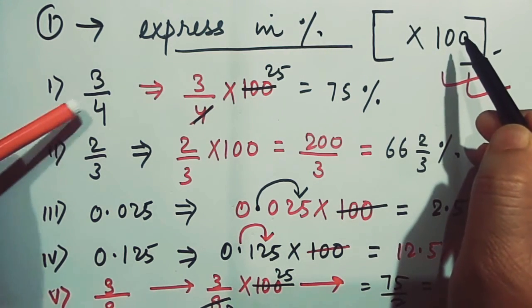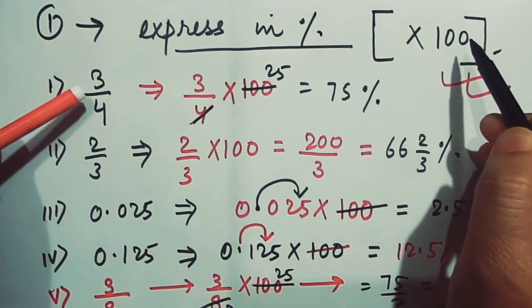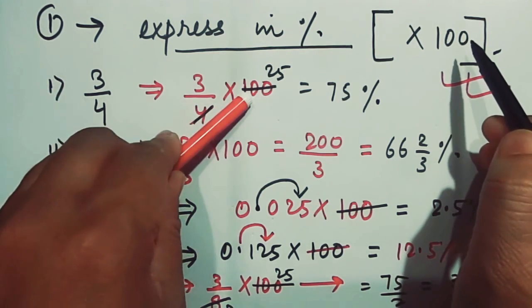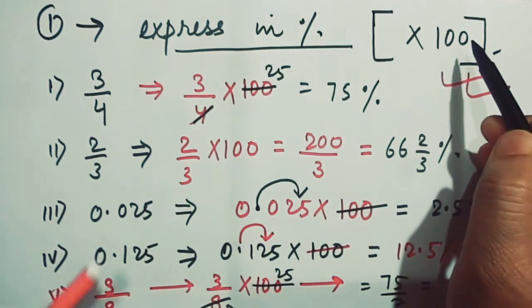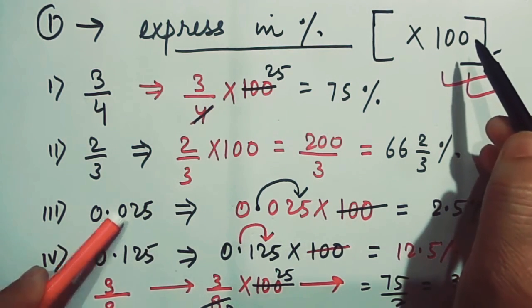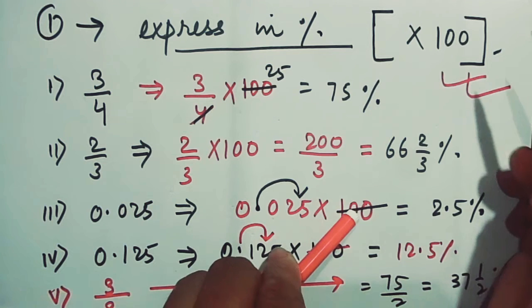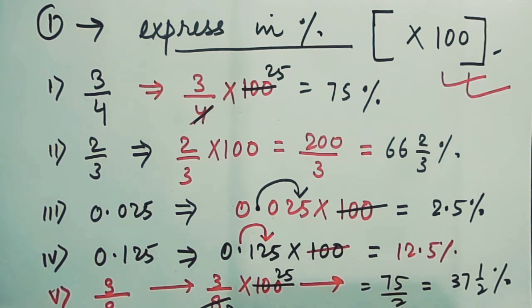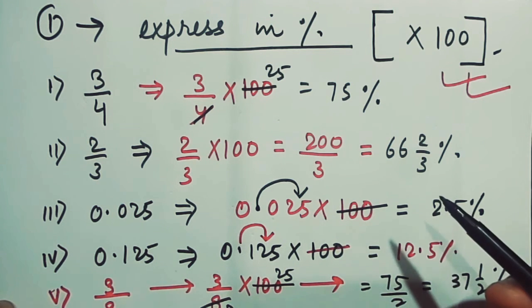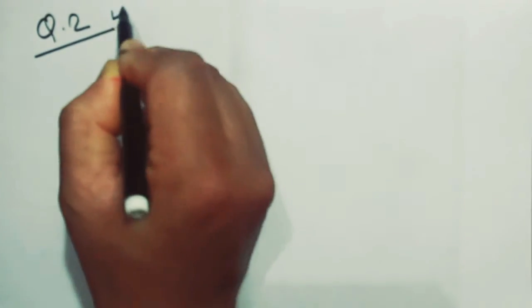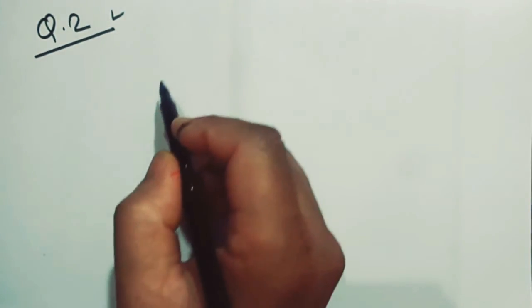So here we found that this is a fraction, so we multiplied the fraction also by 100 and changed it into percentage. This is a decimal. Here we multiplied the decimal also by 100 and we got a value in percentage. So whatever value in fraction or decimal is given, we need to multiply it with 100 in order to change it into percentage.